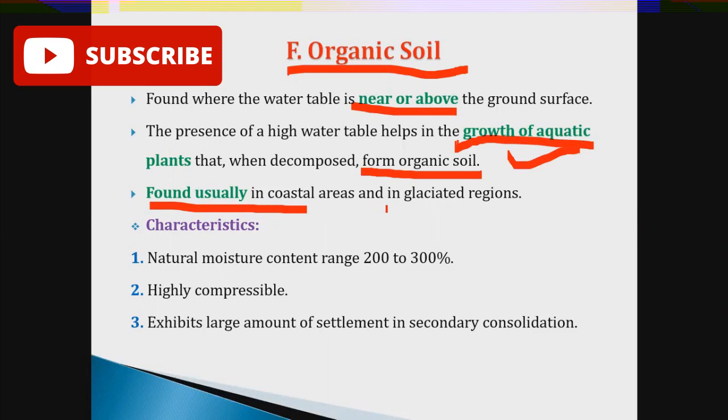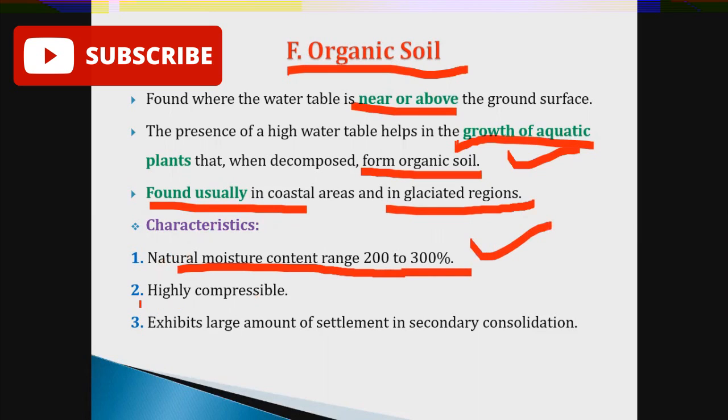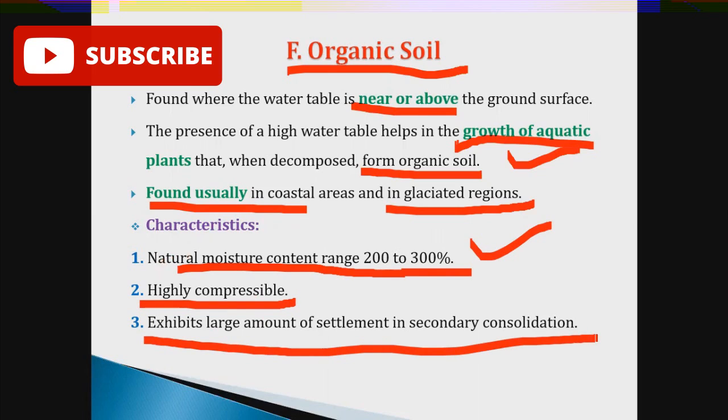The typical characteristics include a natural moisture content ranging from 200 to 300%, a very high moisture content. They are highly compressible, and they exhibit a large amount of settlement and secondary consolidation. So these three characteristics make organic soil a very poor type of soil, which is not suitable for any type of construction.